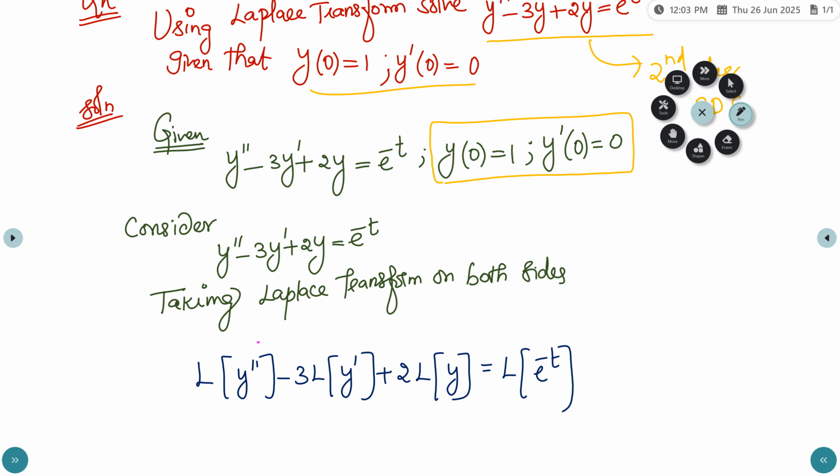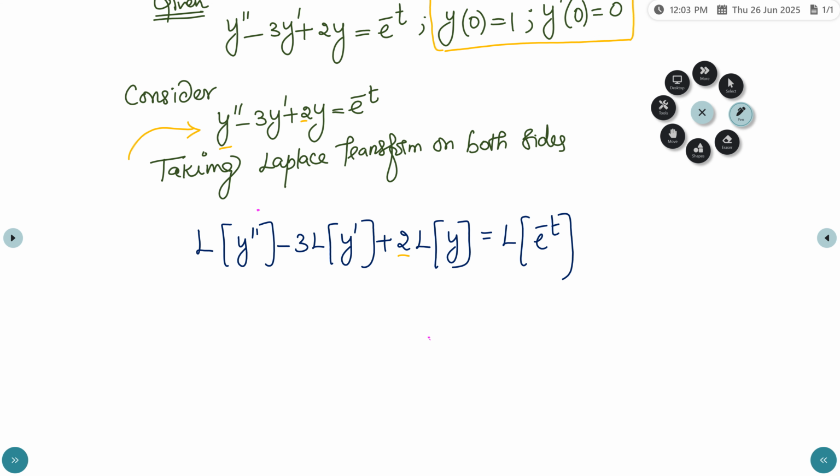So, taking Laplace transform on both sides, we get: L of y double dash minus 3, which is a constant, so we take it outside the Laplace transform, L of y dash, and here also 2 is a constant, so I take it outside, plus 2 into L of y, equal to, on the right hand side, L of e power minus t. Now, apply the Laplace formulas.